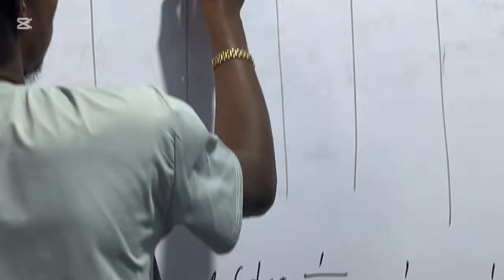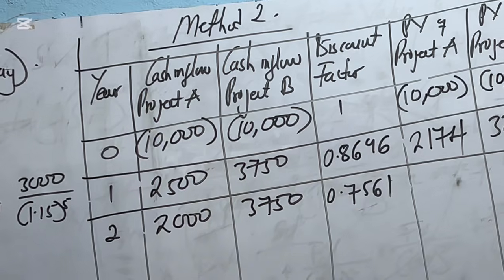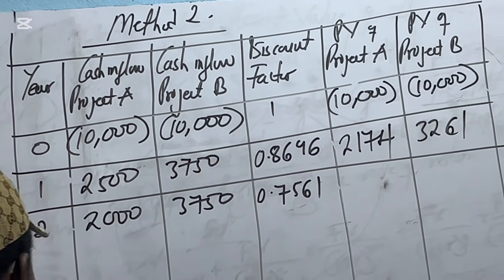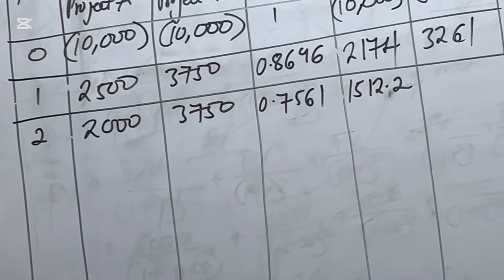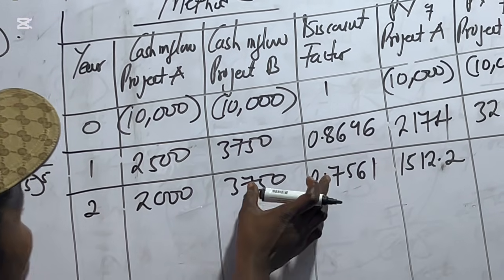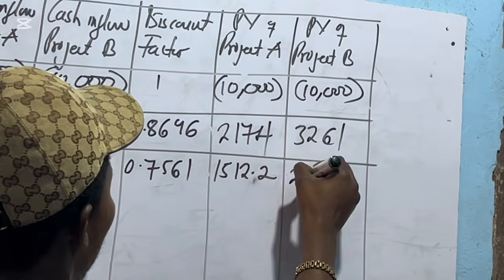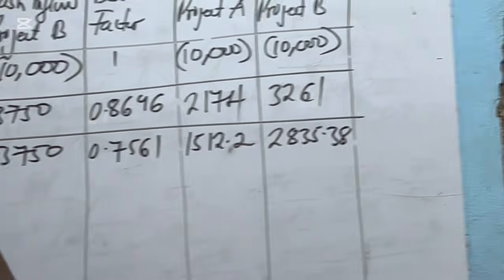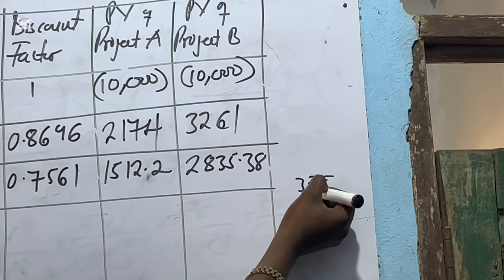And that will give us 0.7561. So this discount factor times 2,000, 0.7561 times 2,000, and that will give us 1512.2. And then the same thing, 0.7561 times this 3,750, and that will give us 2835.38 to 2 decimal places. It's 375, but you run it.